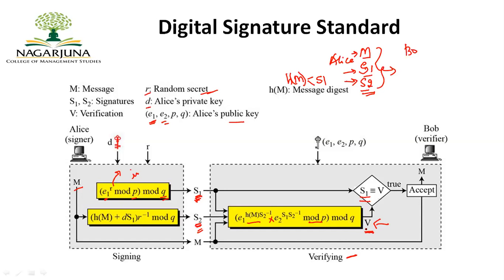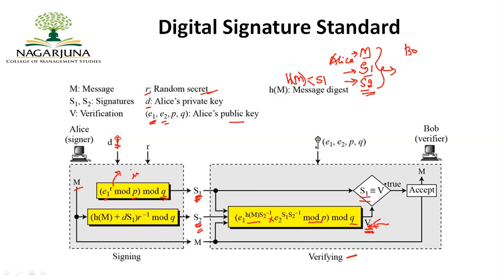So I'll just repeat this. V is calculated using E1 to the power of H(M), this is your hash function, divided by S2. So S2 to the power of -1 is nothing but dividing by S2, times E2 to the power of S1 divided by S2, and you perform a mod operation with P, and the entire equation is again reduced mod Q, getting a value called V. V and S1 should be congruent to each other. If V and S1 are congruent to each other, that means the signature is valid.